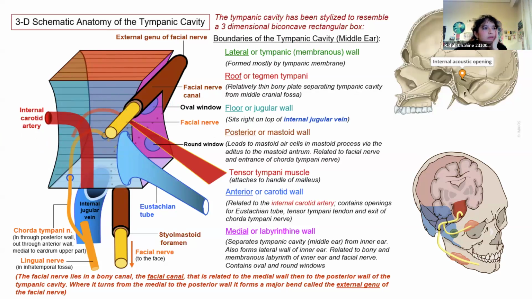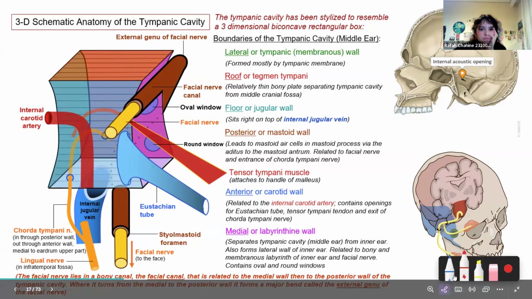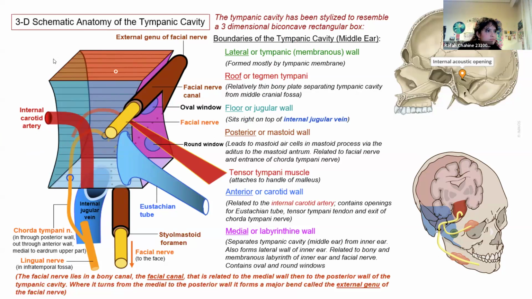Let me bring out this pen. Imagine that we have the external auditory meatus, the external auditory canal, continuing like this. So this is our way to the outside world.